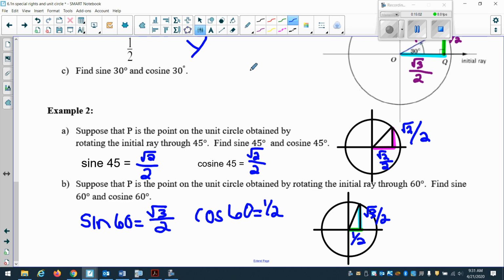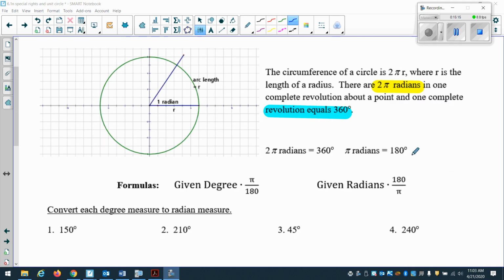Now the quadrants, remember, quadrant 1, 2, 3, 4. So we pretty much completed this first quadrant that's part of our unit circle. Okay, another part that is on the unit circle is radians. Now, one complete revolution, meaning one complete rotation around this circle, is 360 degrees. Now, with radians, it's 2 pi radians. So one full rotation is 2 pi radians.